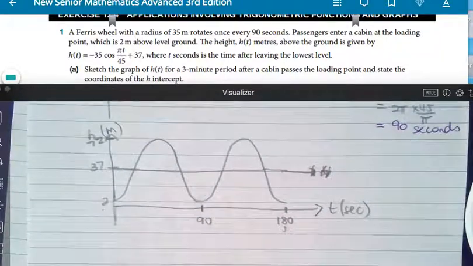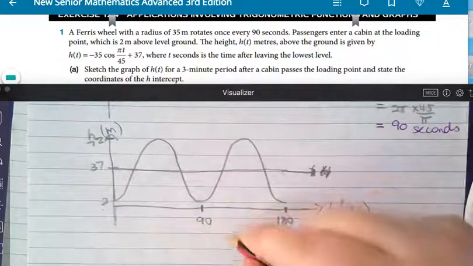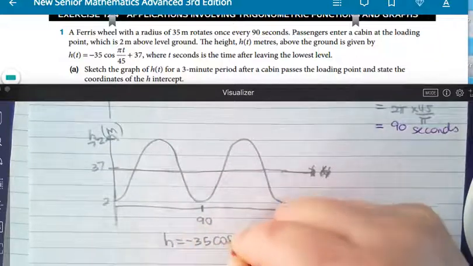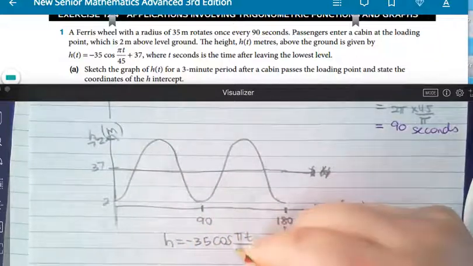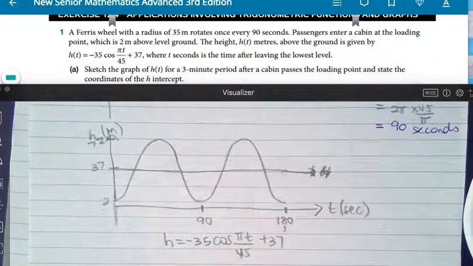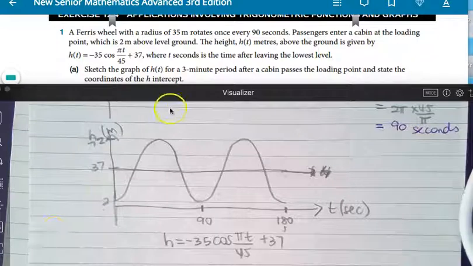Okay, so that's your curve. So this is the curve. H equals -35 cos of pi t on 45 plus 37. Now it's a matter of reading some things off and maybe doing a few more calculations.